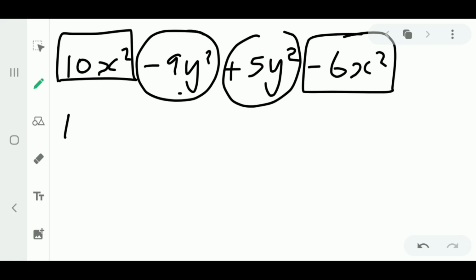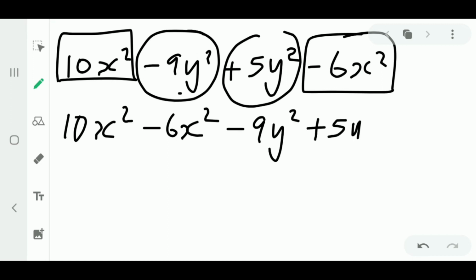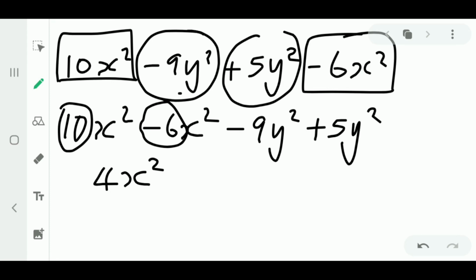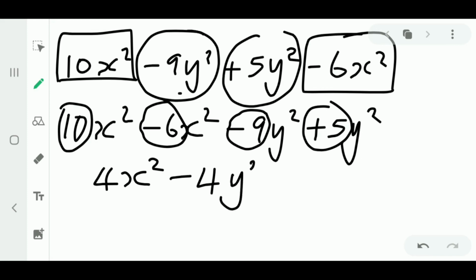So let's go. So we have 10x squared minus 6x squared. Then we have minus 9y squared plus 5y squared. Remember, the sign in front of the coefficient is very critical. So now we have 10x squared minus 6x squared. Remember, coefficient, coefficient. So we have 10 minus 6, which gives you 4x squared. And we have minus 9 plus 5. So if you owe 9 things and you pay 5, that means you still owe 4. So that means we have minus 4y squared.